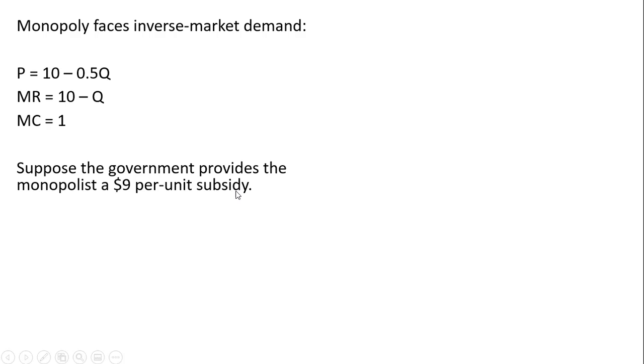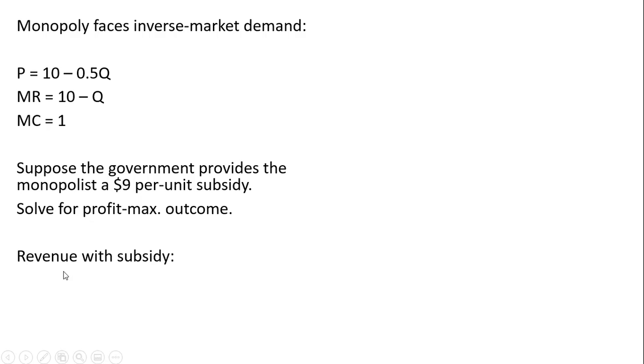Now let's suppose that the government provides the monopolist a $9 per unit subsidy. We want to solve for the profit maximizing outcome. First thing we'll do is calculate the monopolist revenue with the government subsidy.